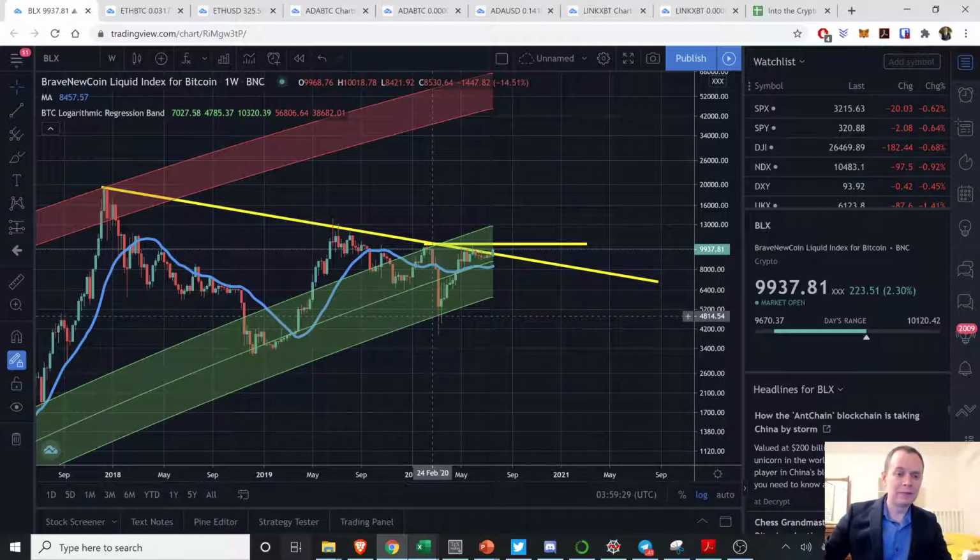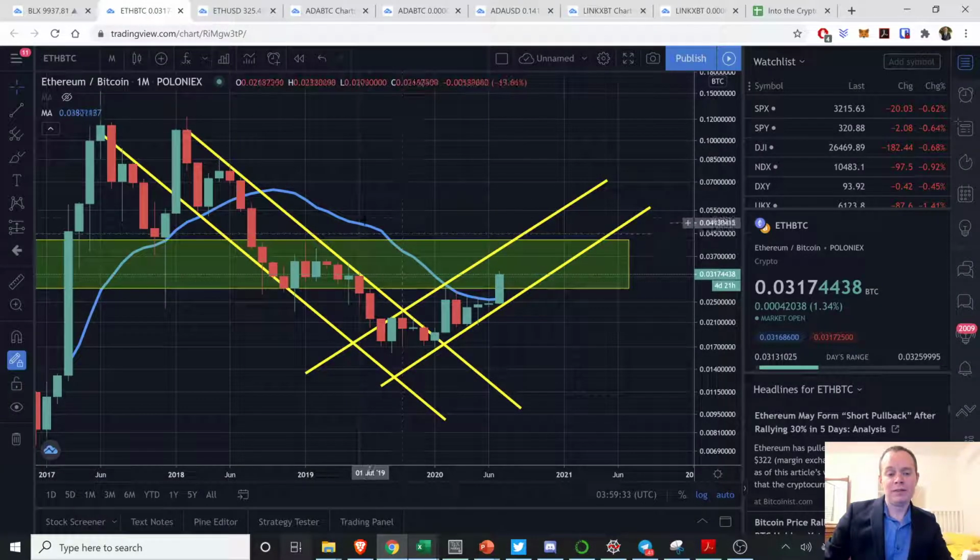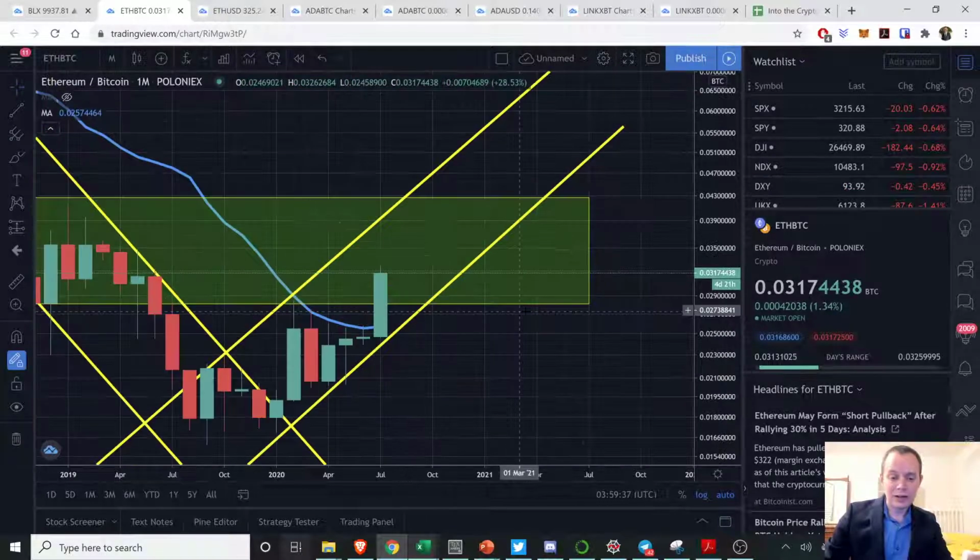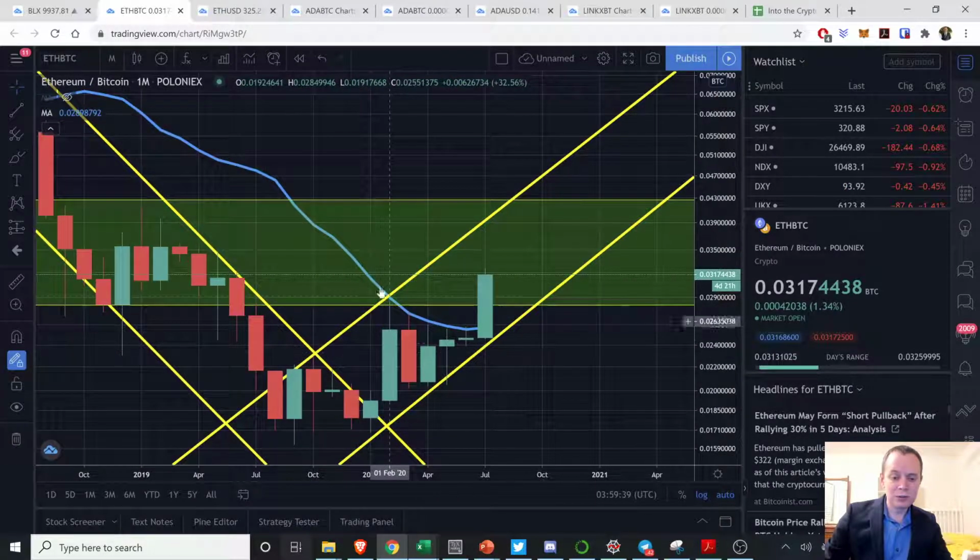Now, if we look at Ethereum, we've been talking, right, about this moving average for a long time, that 20-month moving average, and saying, if you look at these wicks, each one of them has gone up to that 20-month moving average. And if we can get a candle above this, we're just going to shoot up.